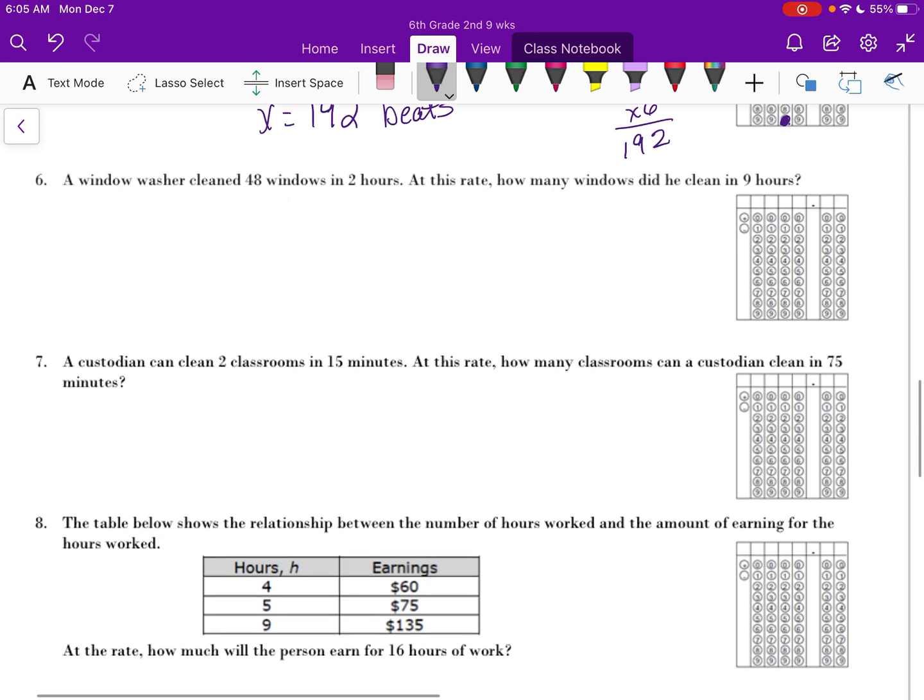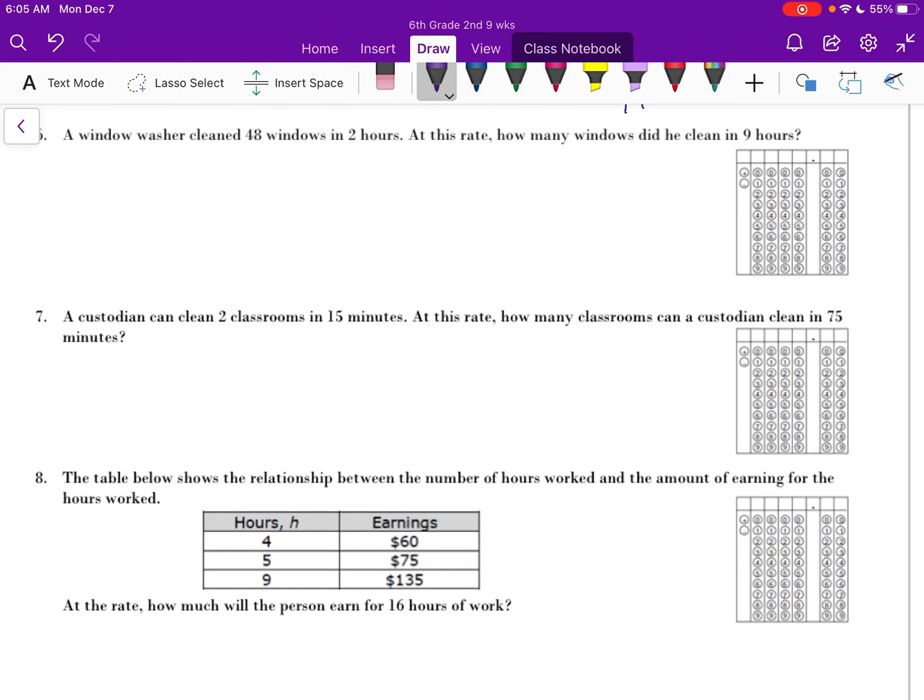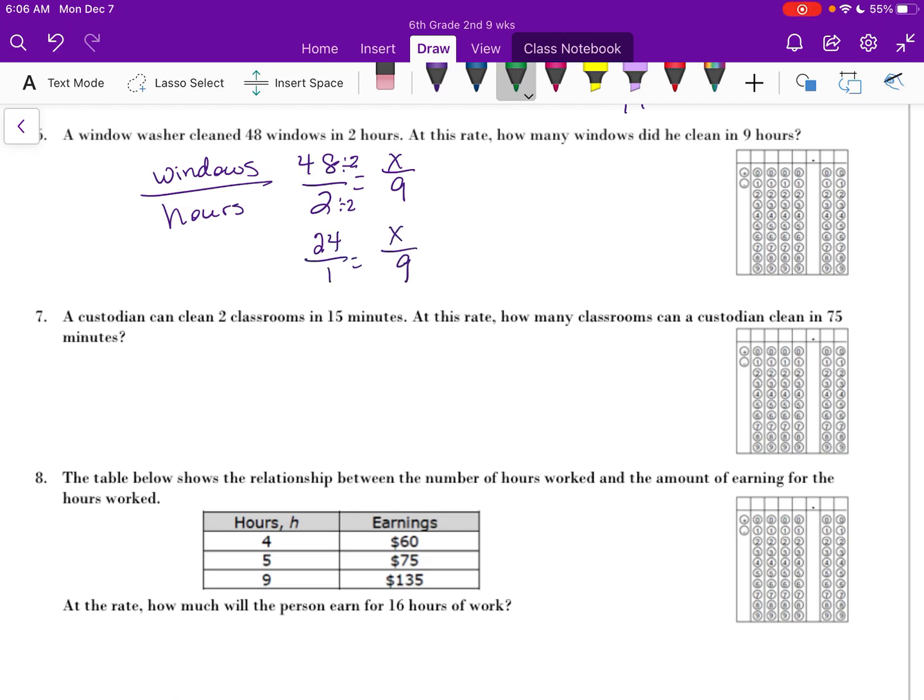All right, so number 6, again, pause the video, answer by yourself, and then check your work. So we do windows to hours, so 48 in 2 hours. Oh, he's going to do it for 9 hours. So I'm going to go ahead and simplify 48 and 2. And 48 divided by 2 is 24. And then 1 times 9. So 24 times 9. It's going to give us our answer.